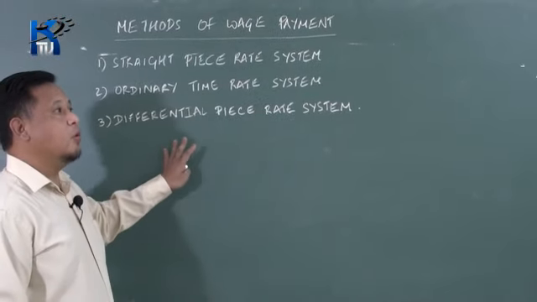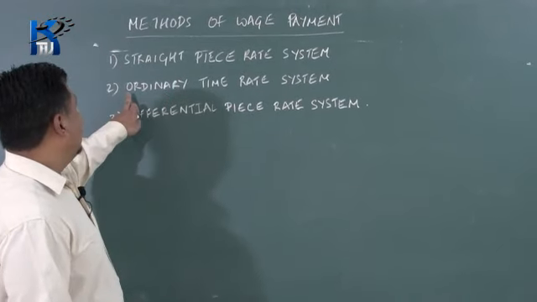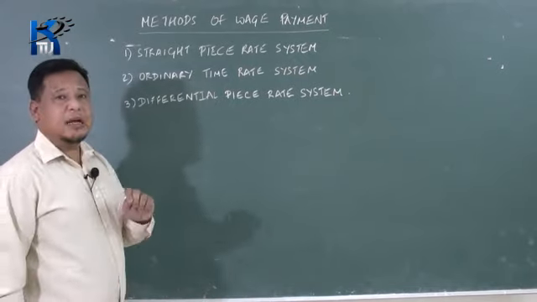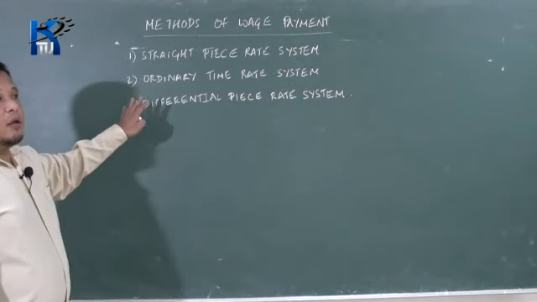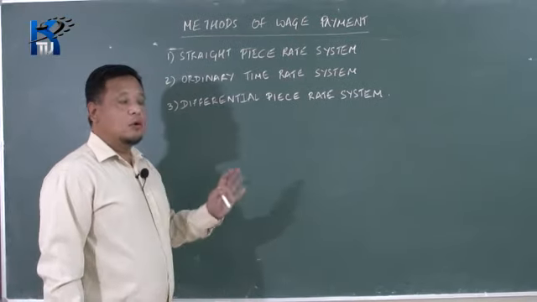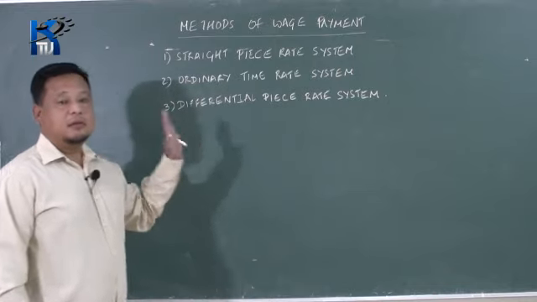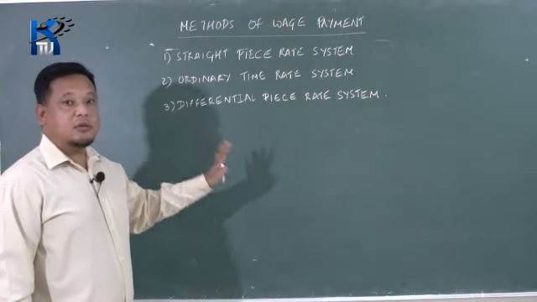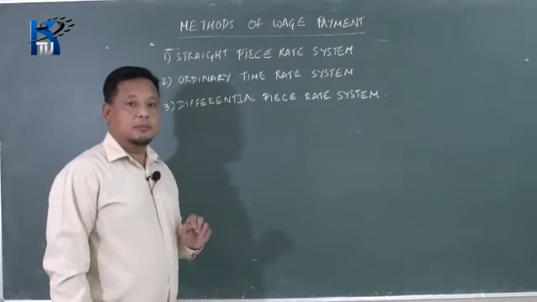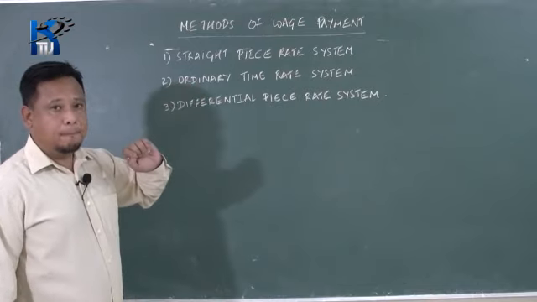Before we go to this point, in the last class we had learned the ordinary time rate system. The problem with the ordinary time rate system was that both efficient as well as inefficient workers were being paid the same amount of remuneration. Hence there was no extra remuneration or reward for the efficient workers. This was the main disadvantage of this system.